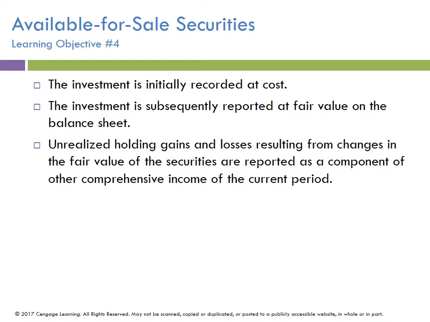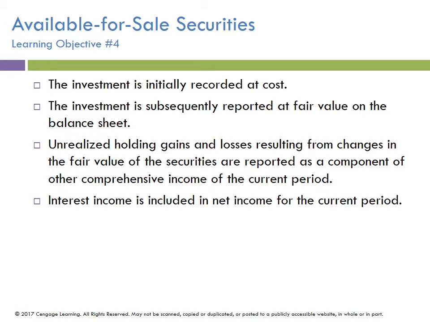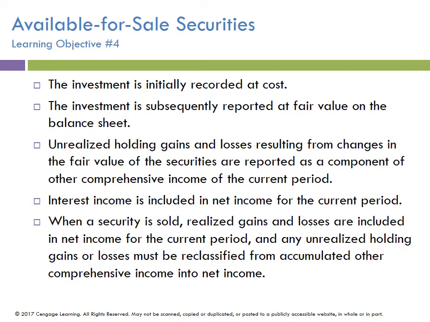The major difference between available for sale and trading securities is where the unrealized holding gain or loss is reported. For trading, it's reported right on the income statement. For available for sale, it never goes on the income statement. It's reported as other comprehensive income and goes directly on the balance sheet. So you'll never see any effect on net income from it. Interest income is reported as it always has been. And when a security is actually sold, the gain or loss is reported on the income statement, and any unrealized holding gains or losses are reclassified from comprehensive income into net income. So let's take a look at that.